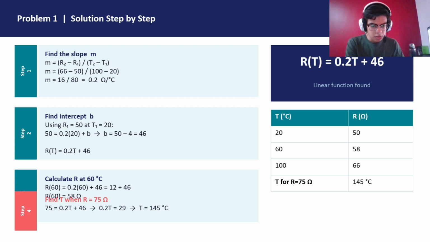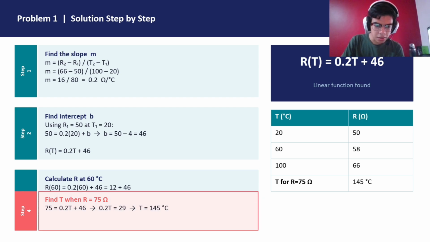Under that result, it says find T when R equals 75 ohms. So 75 equals 0.2T plus 46, so 0.2T equals 29, so T equals 145 Celsius. Well, I think that we can see now. Here is the table. It says the results, more like a summary.